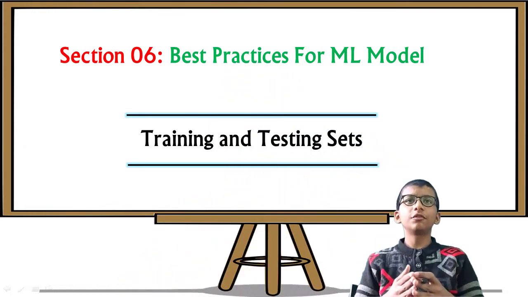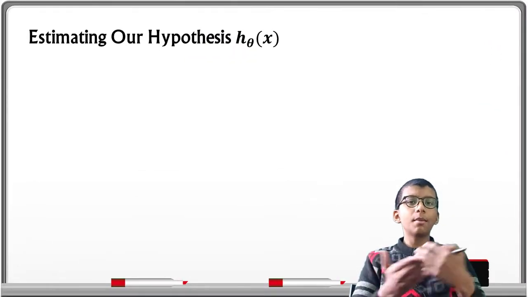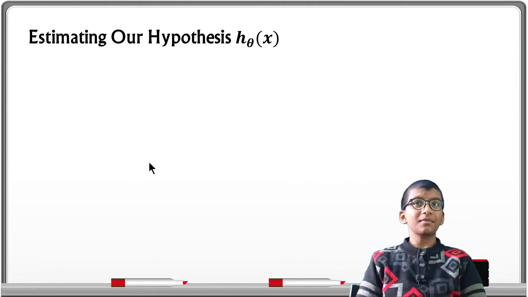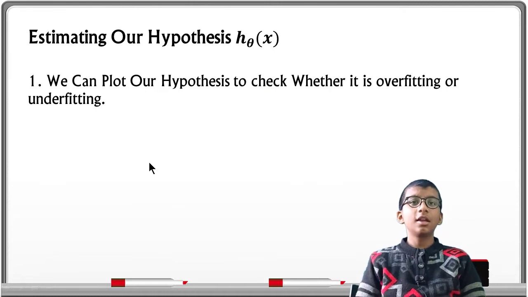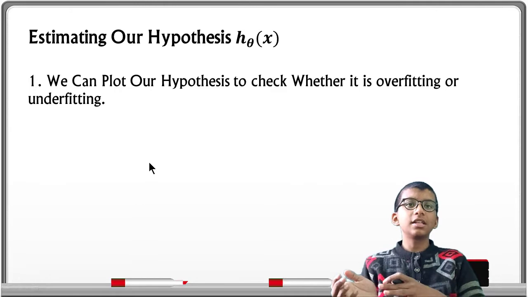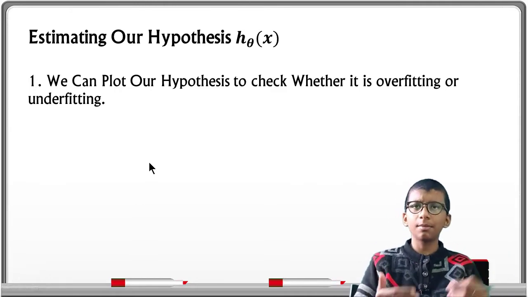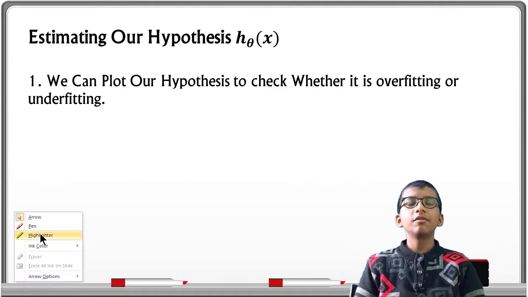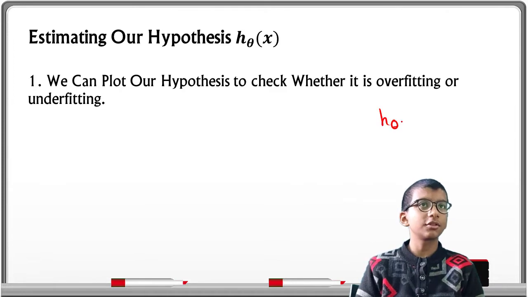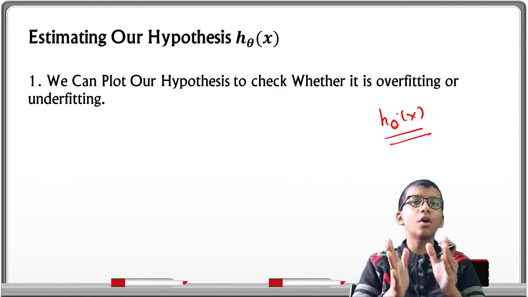So first of all, let's see how we can check whether our model is overfitting or underfitting. First, we can plot our hypothesis. And what does it mean to plot our hypothesis? Let's say we have our hypothesis, which is also called a prediction. This is my prediction, and what I can do is simply plot it.